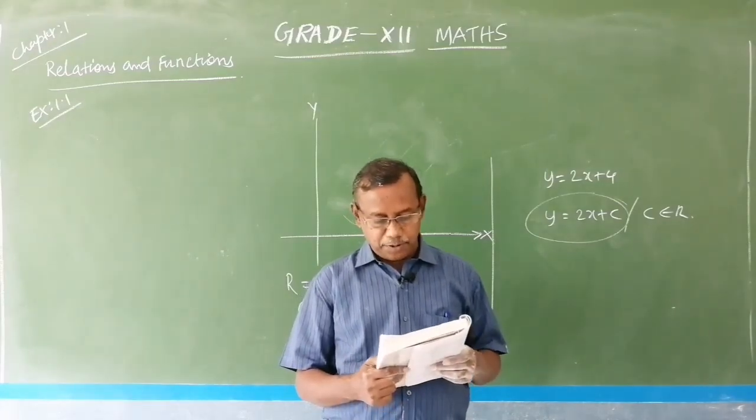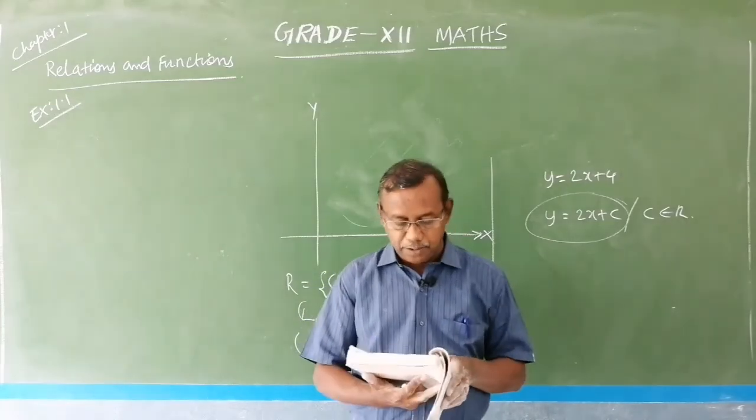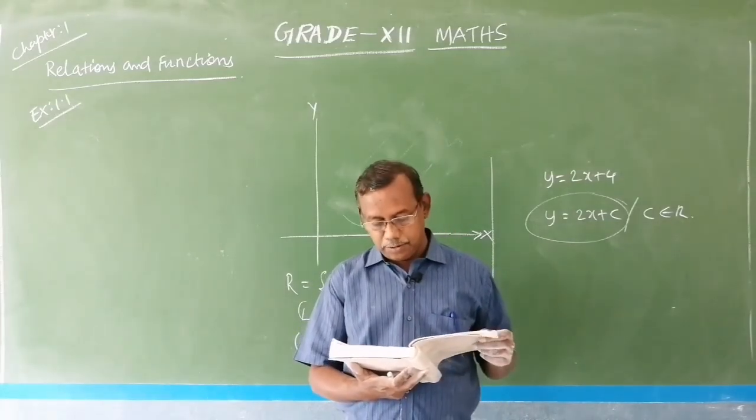Question numbers 15 and 16 are objective type, so those problems are very easy. I give you question numbers 15 and 16 as homework.